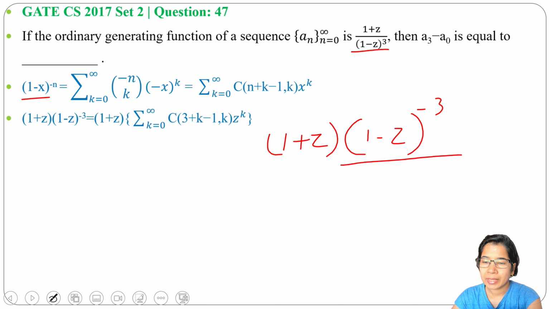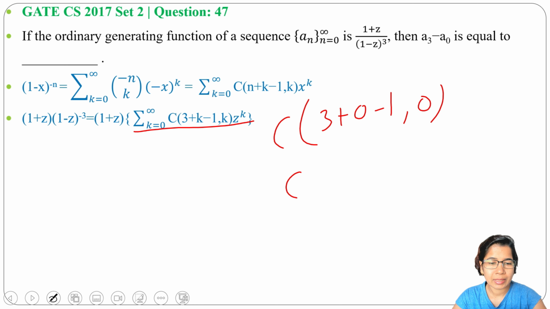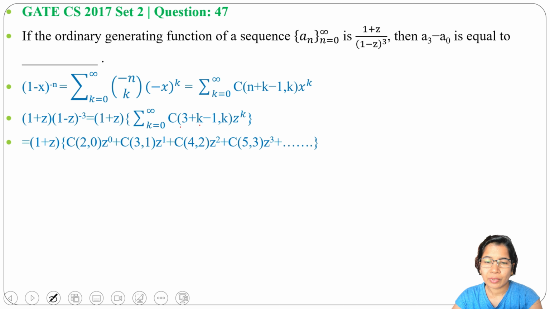So (1 plus z) multiplied by (1 minus z) power minus 3. 1 plus z will be the same. Then in place of (1 minus z) power minus 3, we'll write summation of k equals 0 to infinity C(3 plus k minus 1, k) z power k. Now expand this. For k equals 0, it will be 3 plus 0 minus 1, and 0. 3 minus 1 is 2, so C(2,0) z power 0. That will be our first term. Next, 3 plus 1 minus 1 is 3, so C(3,1) z power 1.